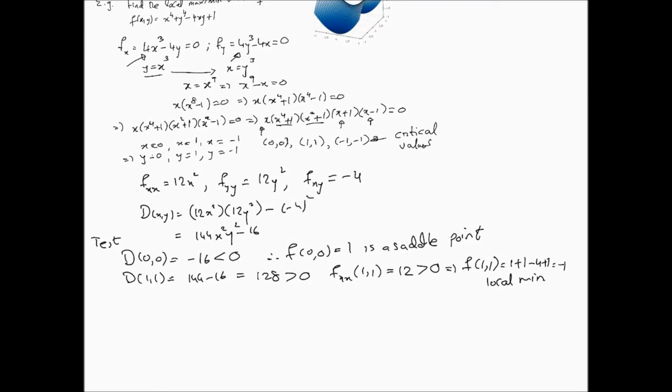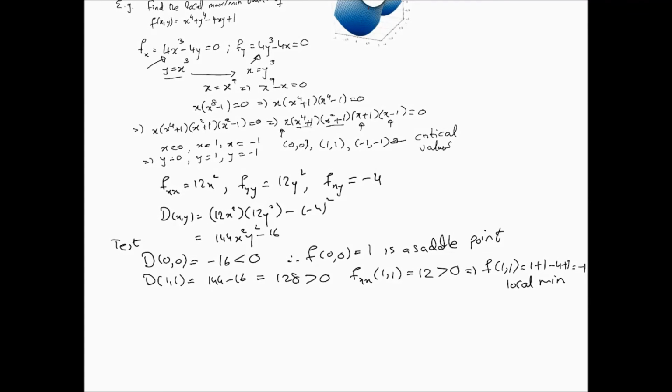It's a local min. Let's test our last value now. So d of minus 1, minus 1. d of minus 1, minus 1 is equal to the same thing: 144 minus 16 equals 128, greater than 0.